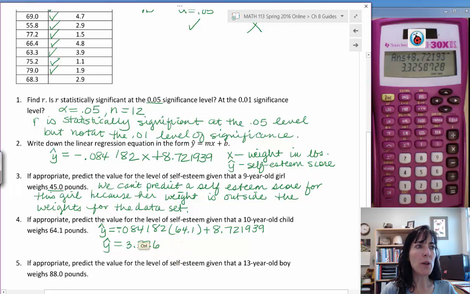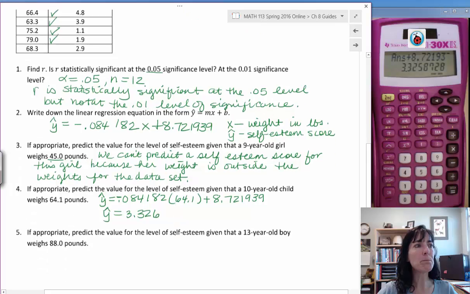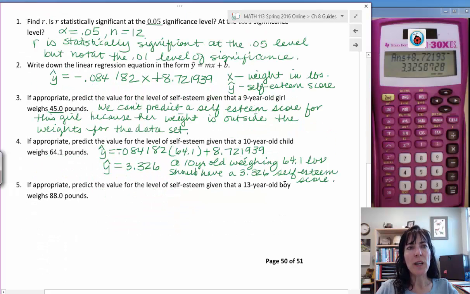Now I do want you to know, if you want to round this to 3 decimal places, you better have rounded this one to 5 or more decimal places, and we did to 6. So just put at least 2 more decimal places than where you want to round at the end, so that your values come out exact. A 10-year-old child weighing 64.1 pounds should have about a 3.326 self-esteem score.